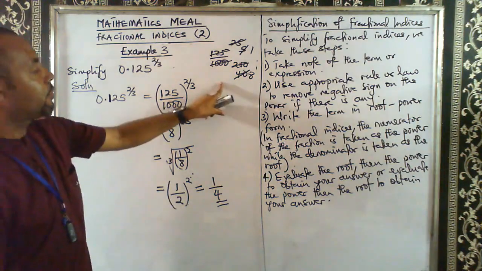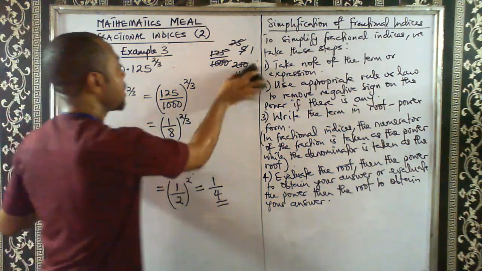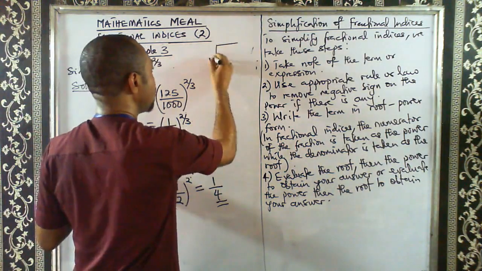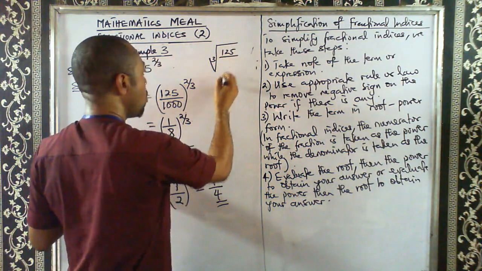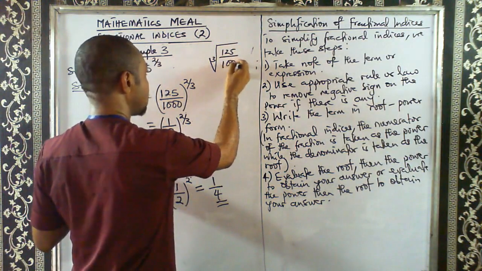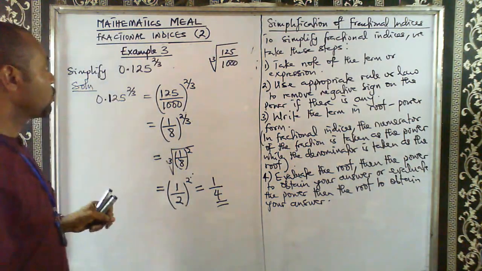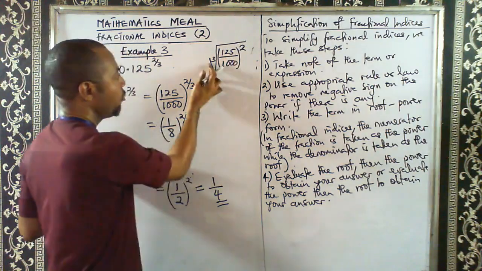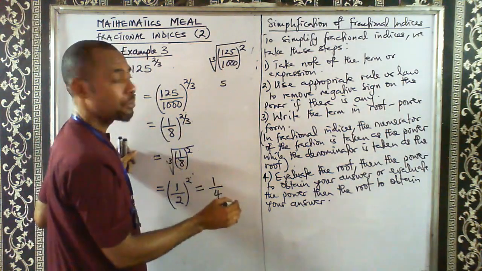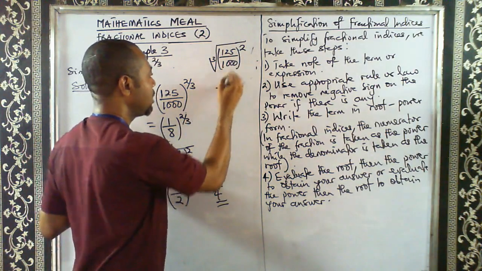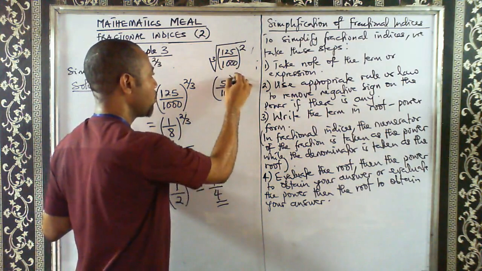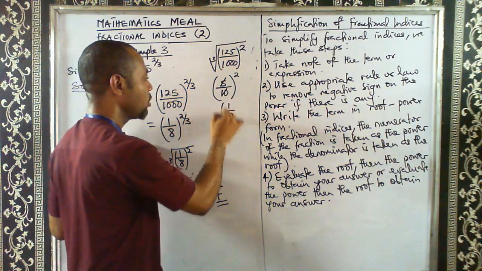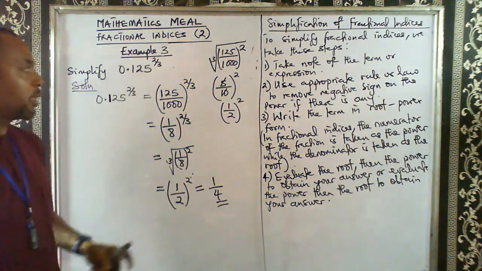But one can also evaluate this directly from here without reducing to lowest term, by writing this as cube root of 125 over what? Over 1000. Cube root of 125 over 1000, all raised to power what? 2. So if you find cube root of 125, you will have 5. If you find cube root of 1000, it is 10, all raised to power what? 2. You can decide to now reduce this to lowest term. You have 1 over 2 raised to power 2, which is this, and you get your answer.